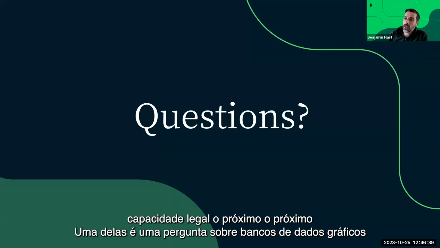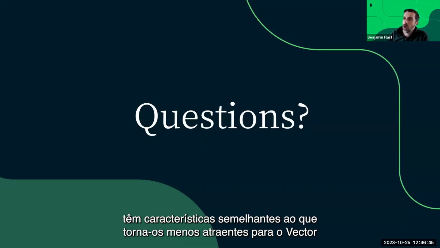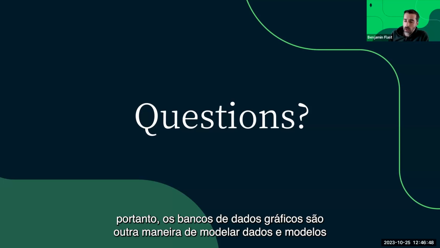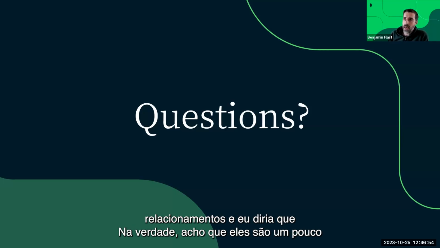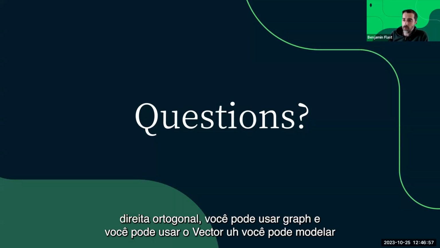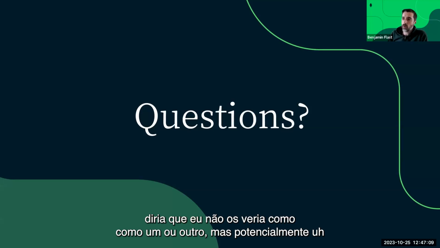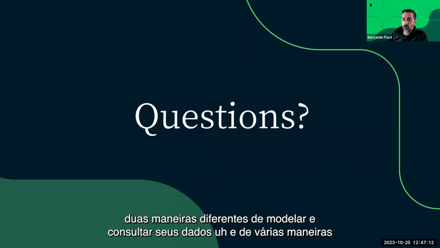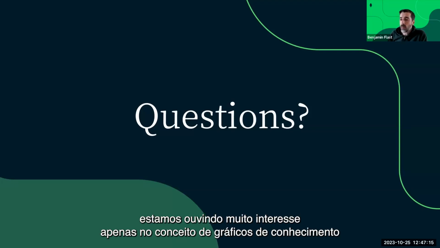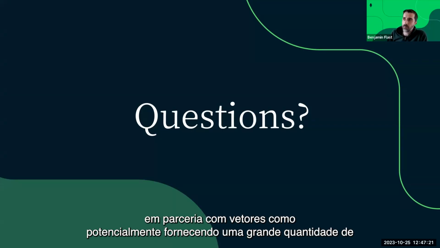Cool. The next one is a question about graph databases having similar characteristics. What makes them less attractive than vector databases? So graph databases are another way to model data and model relationships. And I would say they're somewhat orthogonal, right? You can use graph and you can use vector. You can model graphs inside of MongoDB, and you can use vectors on top of those graphs. So I wouldn't view them as one or the other, but potentially two different ways to both model and query your data. And in many ways, we're hearing a lot of interest in the concept of knowledge graphs in partnership with vectors as potentially providing a lot of value.